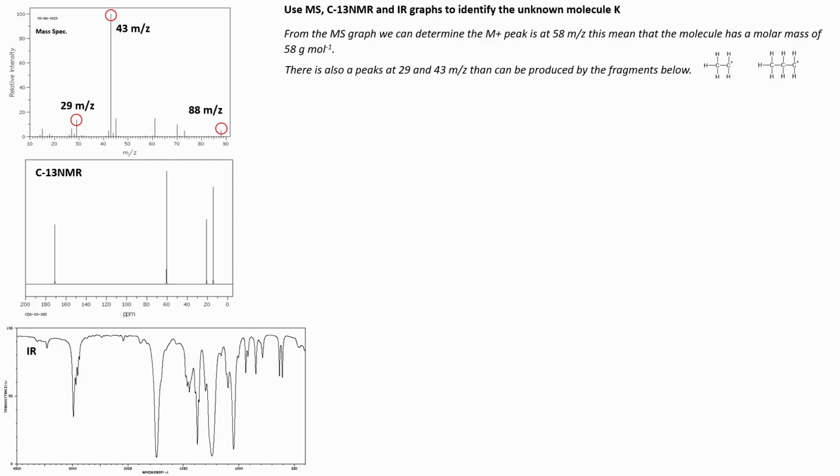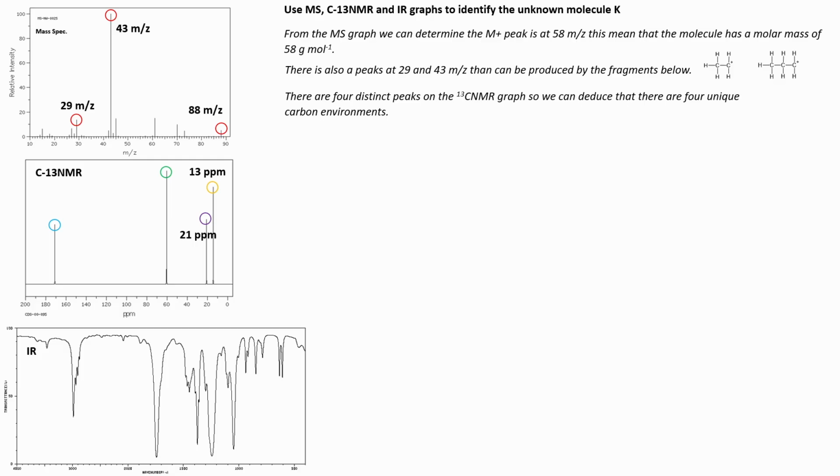Okay, let's go on to the next graph. So this is a carbon-13 NMR graph. What we can note here is that there are 4 distinct peaks. Because there are 4 distinct peaks on this graph, they must have originated from carbons that are in unique environments. So there must be 4 unique carbon environments, 4 different unique places on the molecule that a carbon atom can be. So that's the first thing we can state. That's a nice, easy aspect to state for this graph.